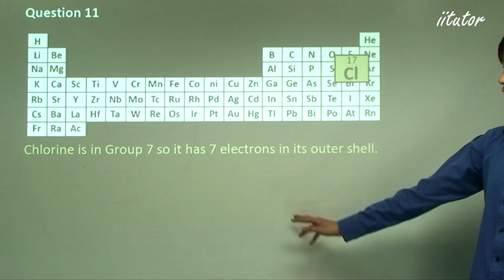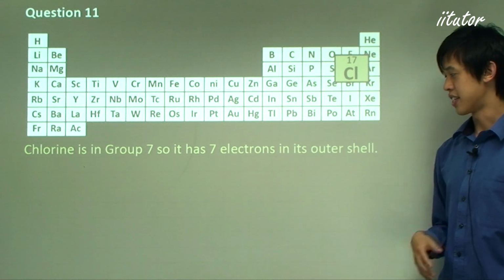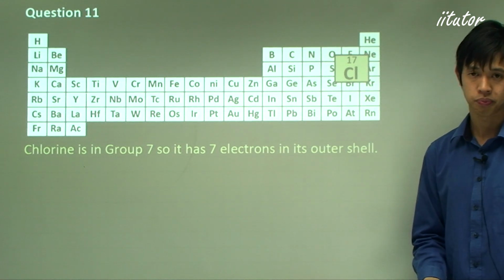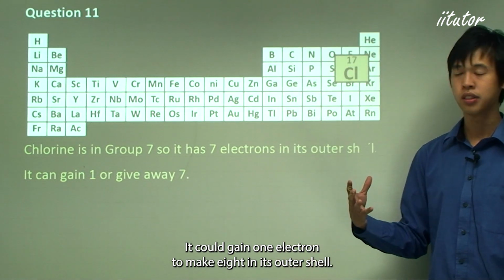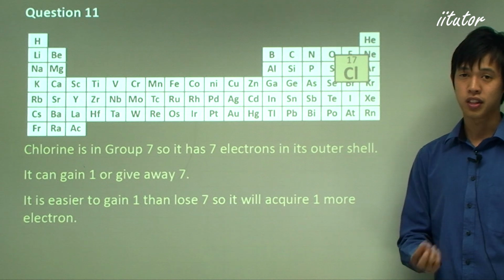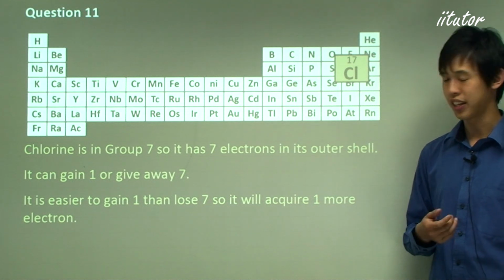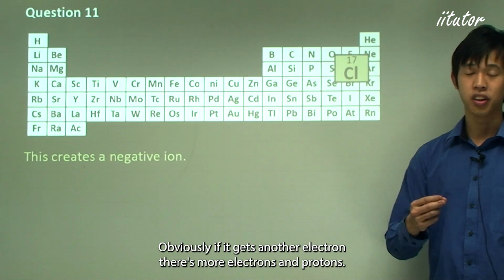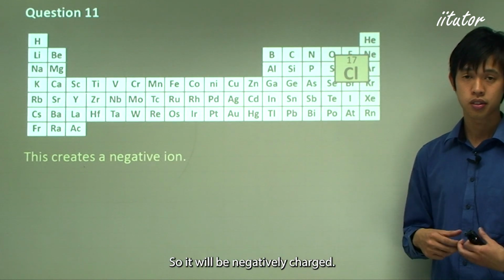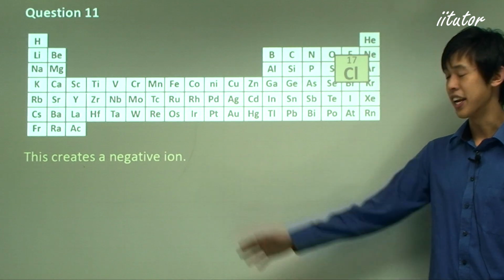You can see that chlorine is in group 7, so it has 7 electrons in its outermost shell. What are its options? It could gain 1 electron to make 8 in its outer shell, or it could give away 7. If you think about it, it's easier to get 1 than lose 7. It will try and acquire 1 more electron. Obviously, if it gets another electron, there's more electrons than protons, so it will be negatively charged. So it will be a negative ion.